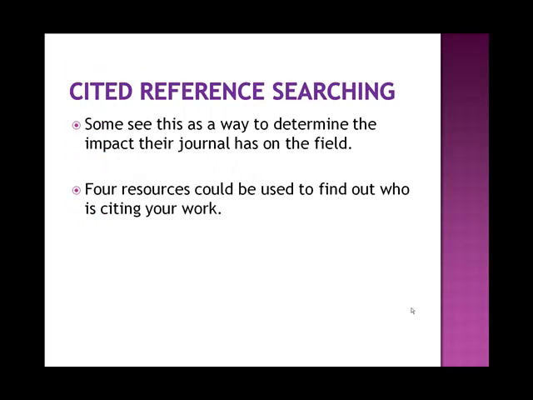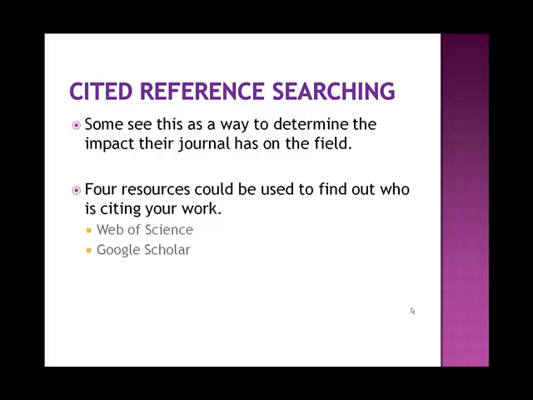There's also cited reference searching, and as I mentioned before, this is another way to determine the impact that a journal has in the field, or the impact that your particular article has had in the field. You're basically looking to see how many times it's been cited by other articles. There are 4 resources that you can use to find out who's citing your work or any other article. The first is Web of Science. In fact, it's probably the most respected of the resources that I'm going to list. The second is Google Scholar.